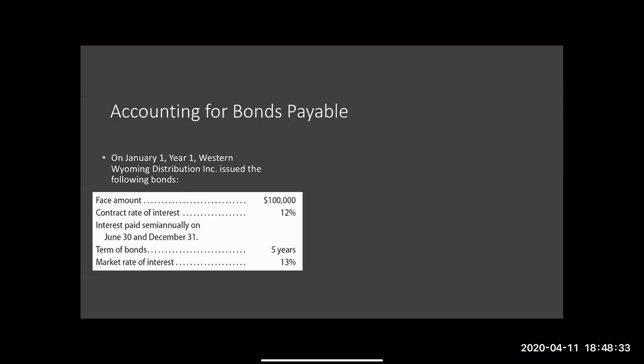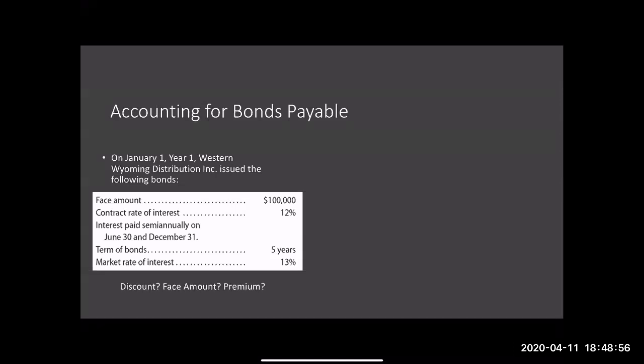All right, so we're still talking about accounting for bonds payable. Now, in this example, on January 1st, year one, Western Wyoming Distribution Inc. issued the following bond. So the face amount is $100,000. The contract rate of interest is 12%. It will pay semi-annual interest on June 30th and December 31st. The term of the bond is 5 years and the market rate of interest is 13%. All right, so look that over.